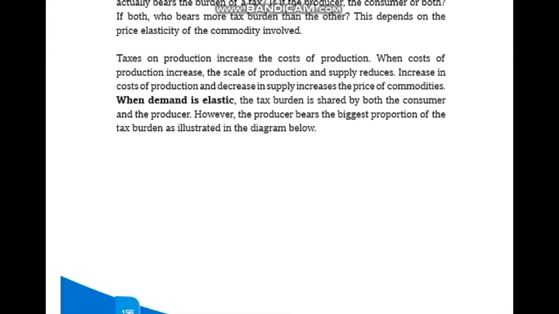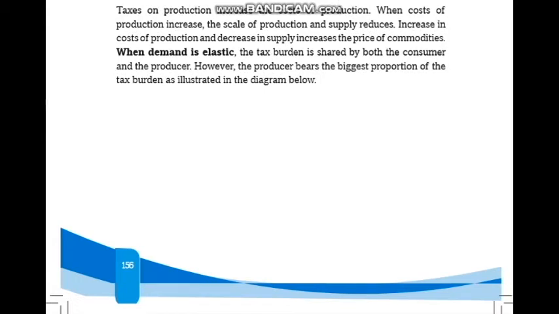Taxes on production increase the cost of production. When cost of production increases, the scale of production and supply reduces. Increase in the cost of production and the decrease in supply increase the price of commodities. When demand is elastic, the tax burden is shared by both the consumer and the producer. However, the producer bears the biggest proportion of the tax burden as illustrated in the diagram below.